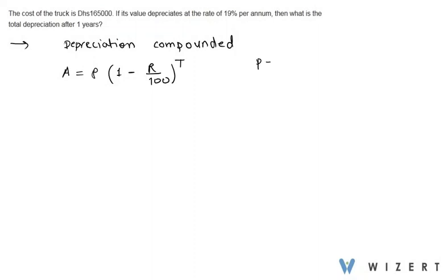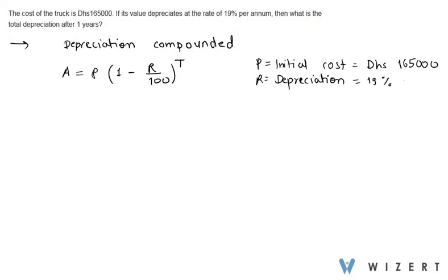Here principal is the initial cost of the truck, which is given as 1,65,000 dirhams. R is the depreciation rate, which is 19% per annum given in the question, and T is 1 year. We have to find depreciation at the end of 1 year. So we'll simply put the values here.